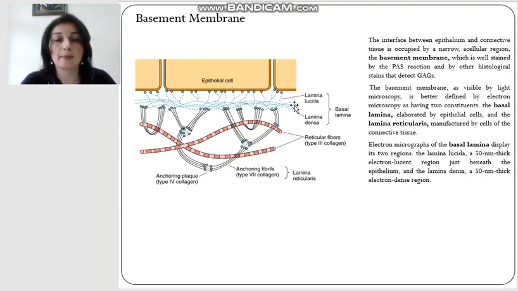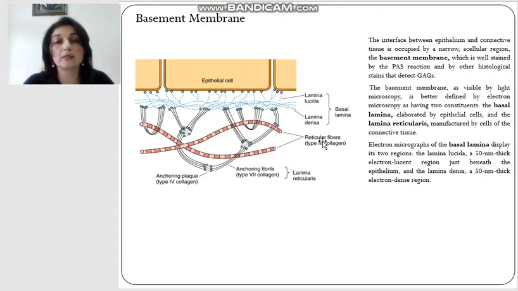Pay attention. Basement membrane includes two components. That is a basal lamina, which we can study under the electron microscope, and the lamina reticularis. Lamina reticularis and basal lamina. If basal lamina is produced by epithelial cells, the reticular lamina is produced by connective tissue cells.